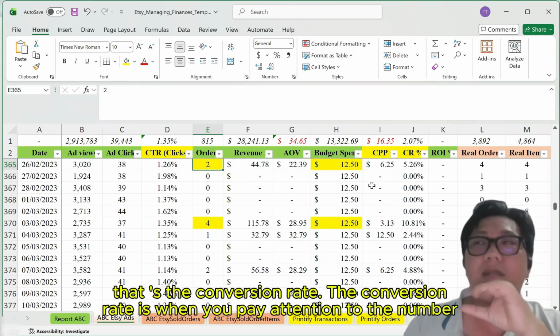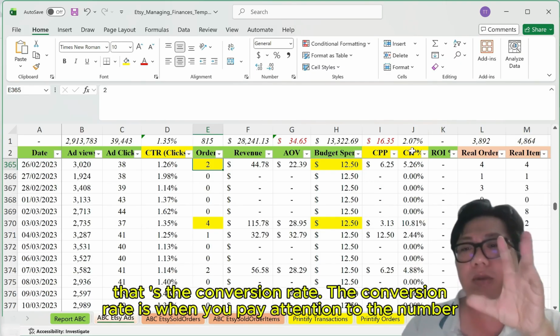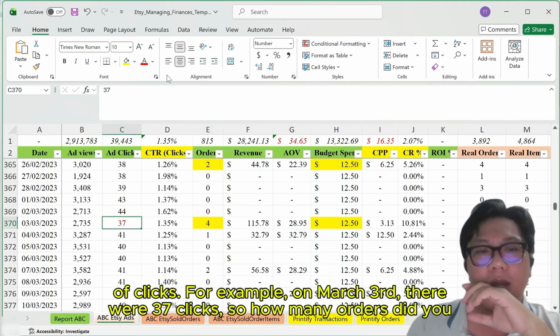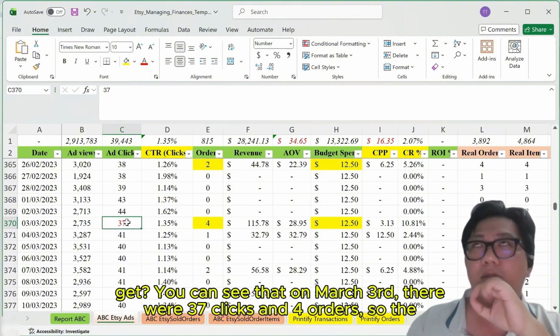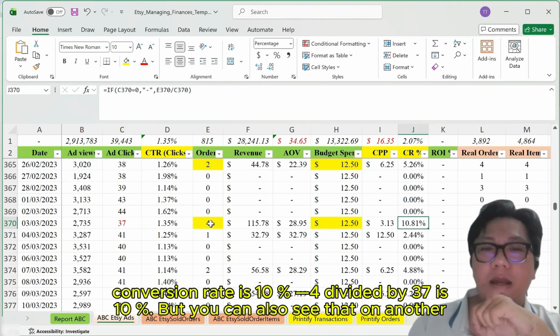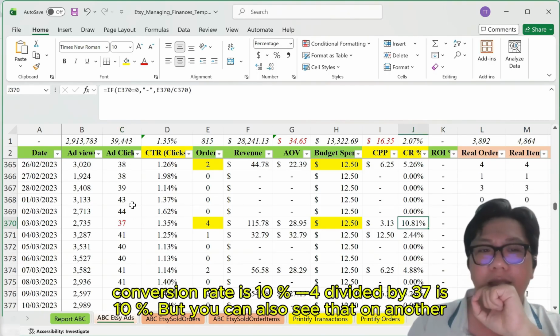As for the CR, that's the conversion rate. The conversion rate is when you pay attention to the number of clicks. For example, on March 3rd, there were 37 clicks. So how many orders did you get? You can see that on March 3rd, there were 37 clicks and 4 orders. So the conversion rate is about 10%. 4 divided by 37 is about 10%.